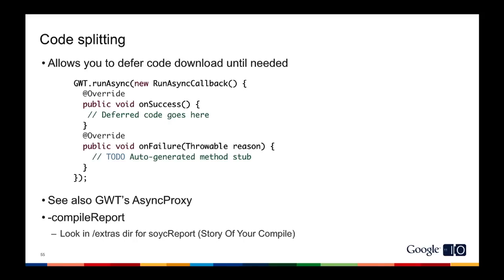with runAsync. And I just want to point out that you can use the -compileReport option in order to find out what the effectiveness of your runAsync splits has been. So you should always do this because you'll be surprised. Sometimes you think you're splitting code in a way that makes sense, and you'll find out you're actually not making much difference at all. So you run compile report and then look in the soyc report directory that it creates, and you'll get a nice view of the total size of each split point.